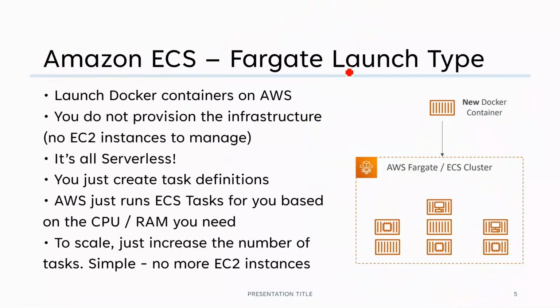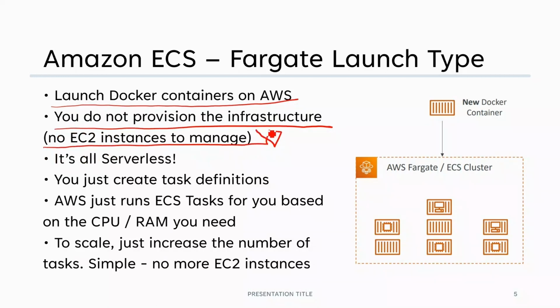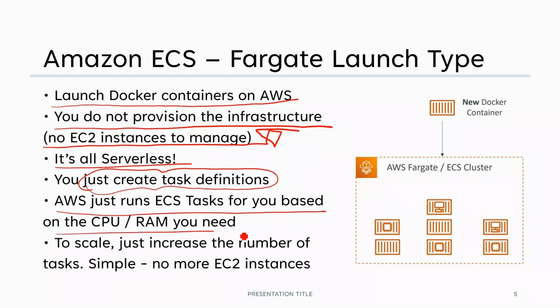Now, talking about the Fargate launch type, right? As I've already explained, you launch Docker containers on AWS. You do not provision the infrastructure. You don't have to worry about all those nitty-gritty things. You can just create the cluster and say voila, that's it. It's all serverless. You just create the task definition. Now we are going to dig deeper into task definitions in just a minute, so don't worry about it. It just means that you worry about your Docker containers, not the underlying resources. AWS just runs the ECS task for you based on the CPU and RAM you need, that's it. And to scale up and scale down, just increase the number of tasks. Fargate will take care of everything else.